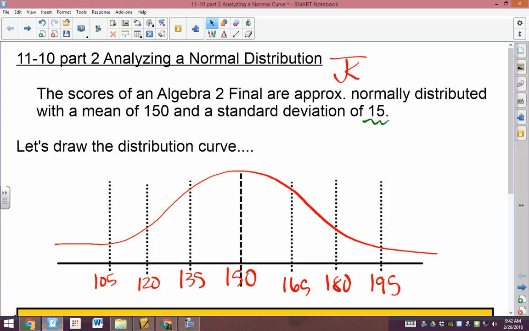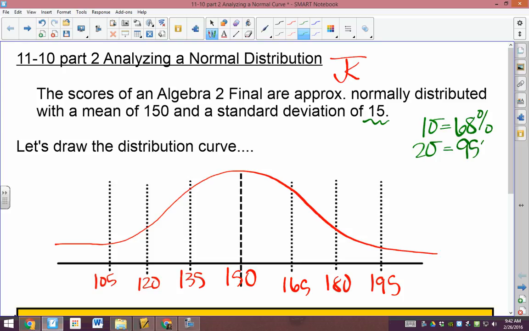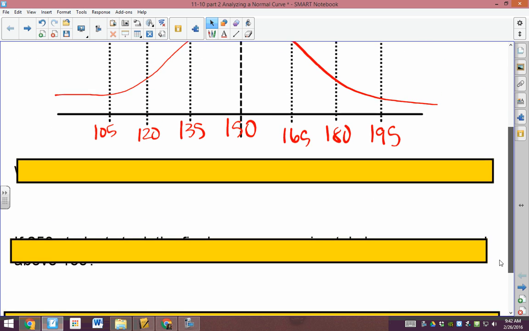All right, you might also want to recall our facts. One standard deviation contains how much of the data? 68%. Two standard deviations of the mean contain 95% of the data, and three standard deviations contain 99.7%. And then 0.15% on each side outside of three standard deviations. Okay, so let's use that in both.